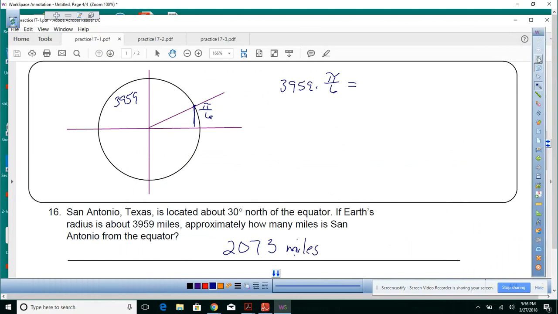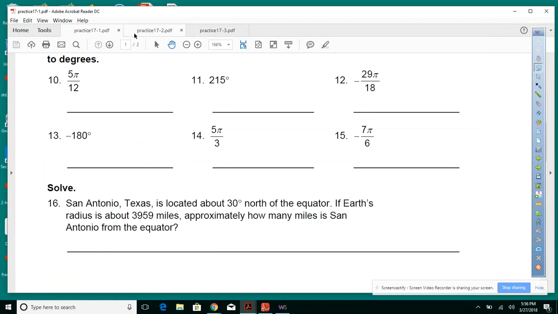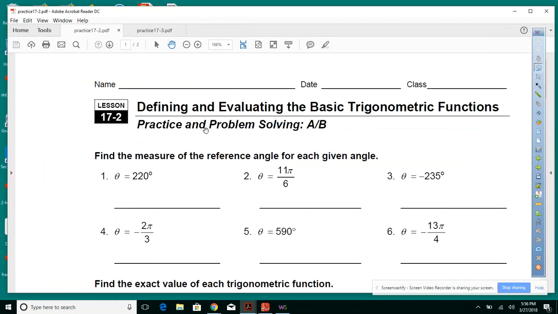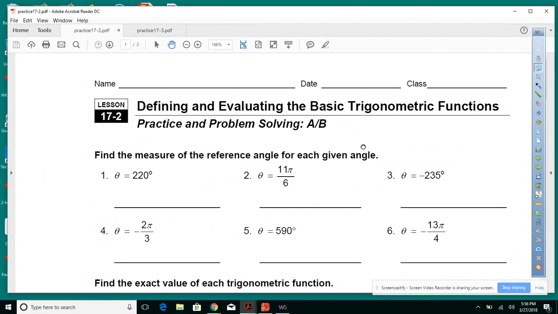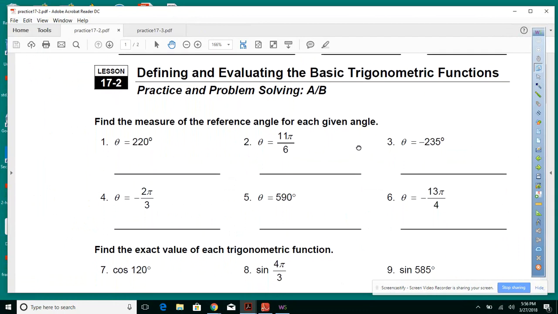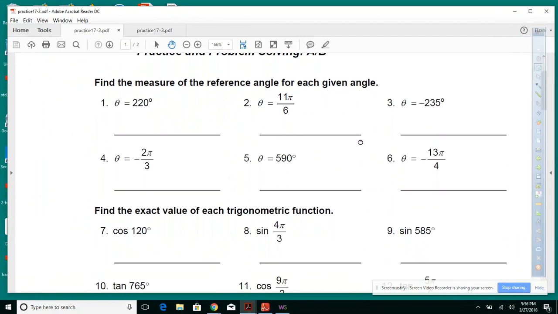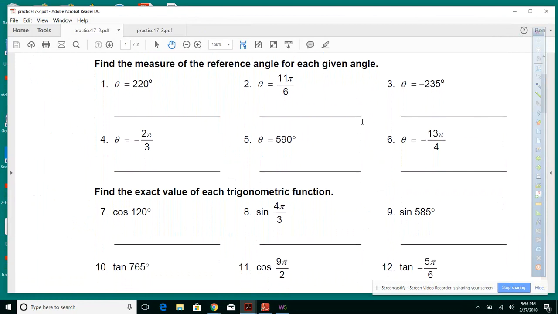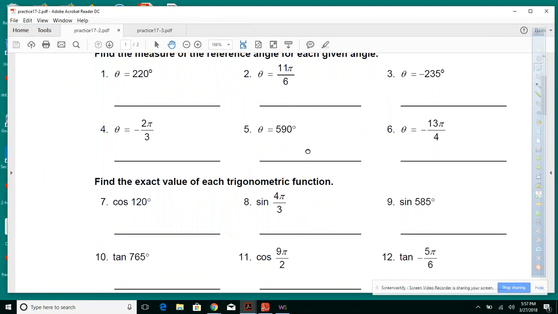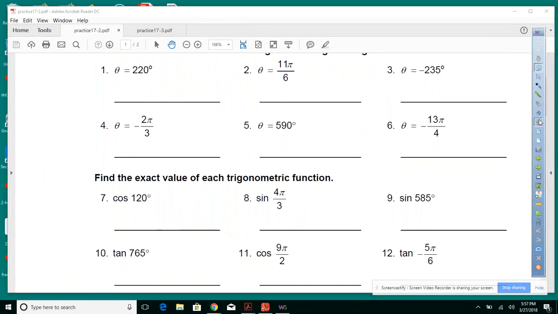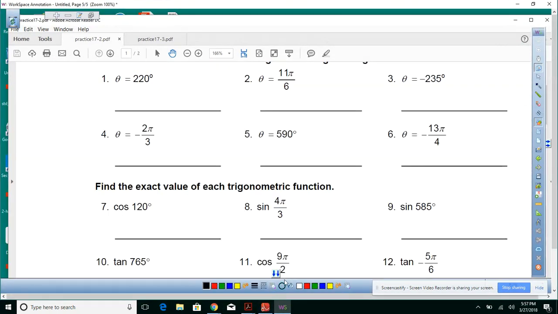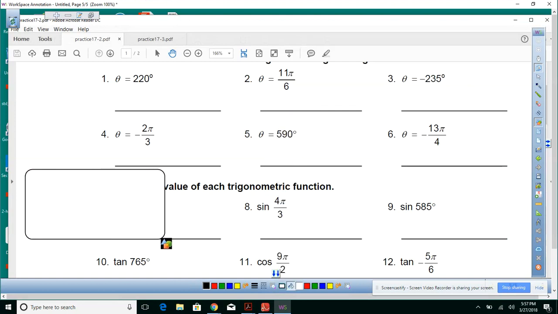All right, good job on 7-1. Let's try 7-2. Defining and evaluating basic trigonometric functions. Find the measure of the reference angle for each given angle. To do this, perhaps if I made one of those drawings, that might make it a little bit easier.